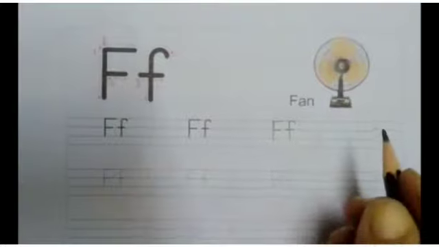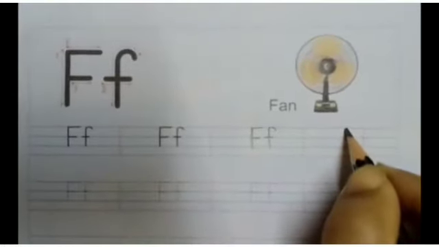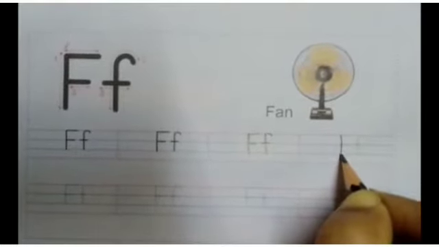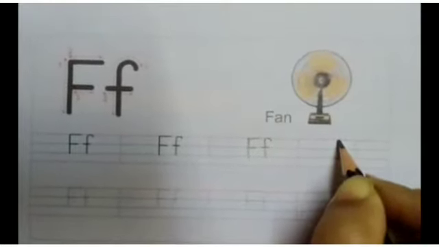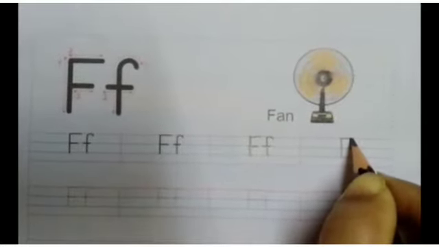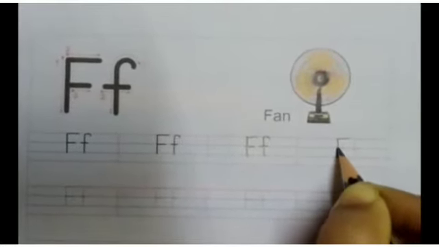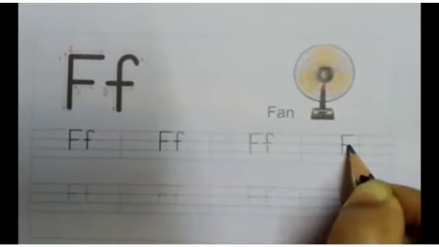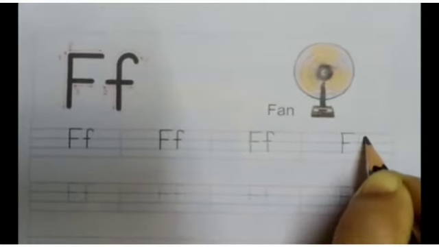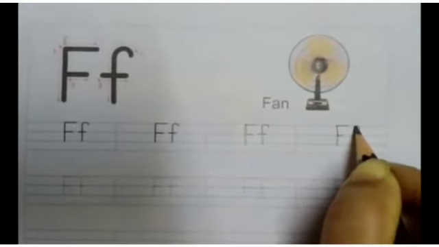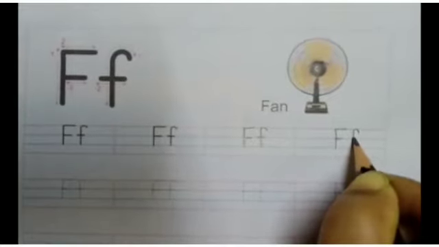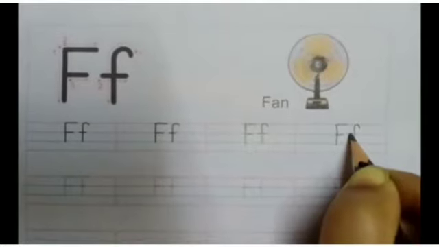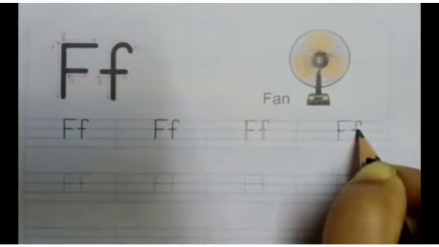Small f. Again, for capital F, make a standing line from first red line till second blue line. Make a big sleeping line on first red line, then a small sleeping line on first blue line. Capital F. For small f, make a curve, touch the first red line, come down straight, touch the second blue line and make a sleeping line on first blue line. Small f.